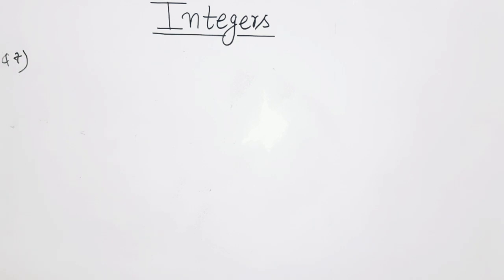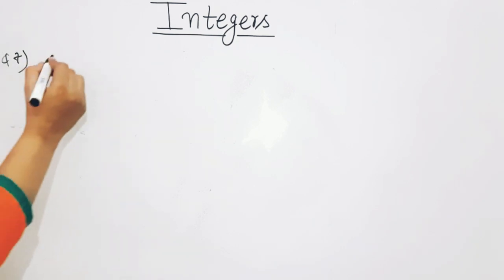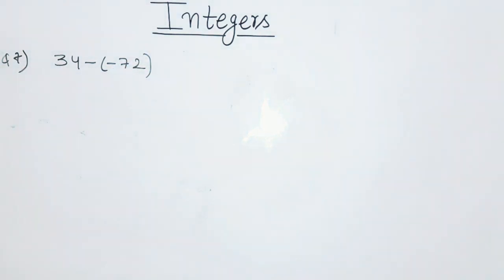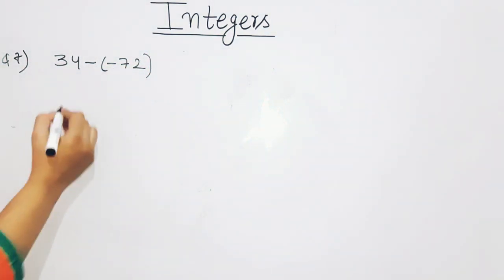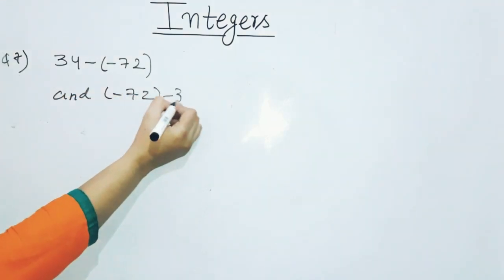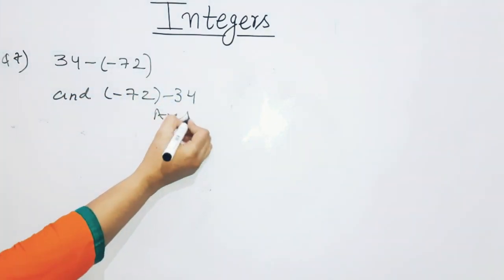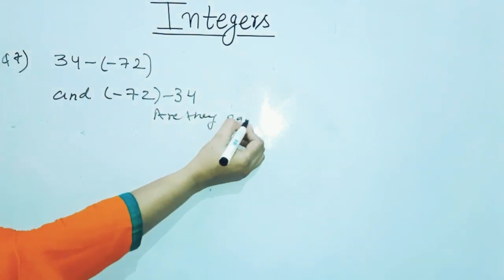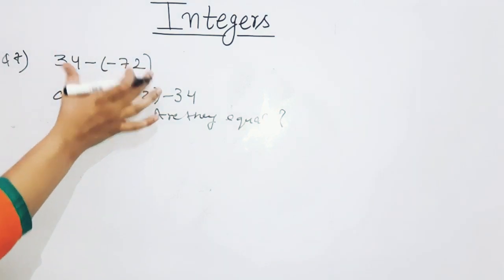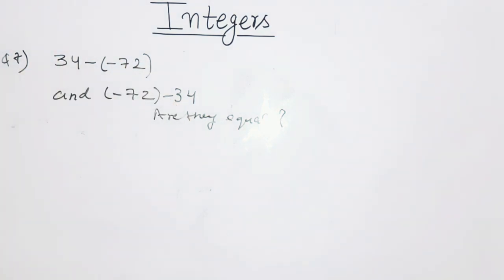Question number 7 is, find 34 minus 72 and minus 72 minus 34, and it is written like that. Are they equal? So what we have to do? We have to solve this part and we have to solve this part, and then we have to check whether both of them are equal or not. So firstly I am going to solve this part.